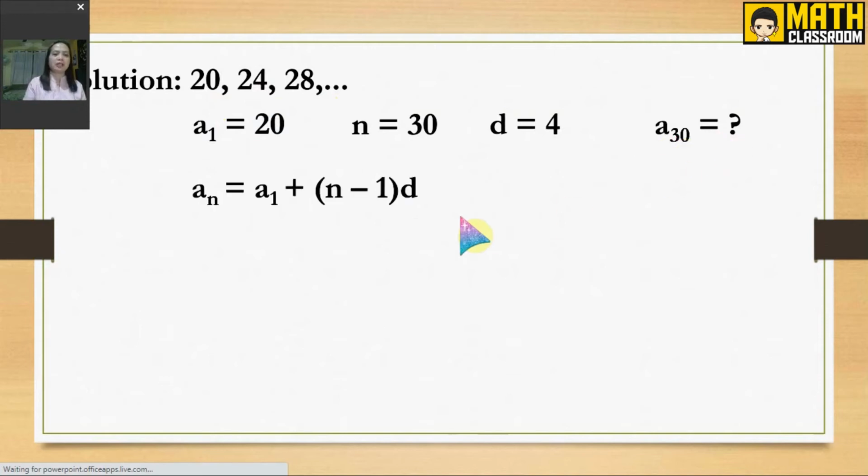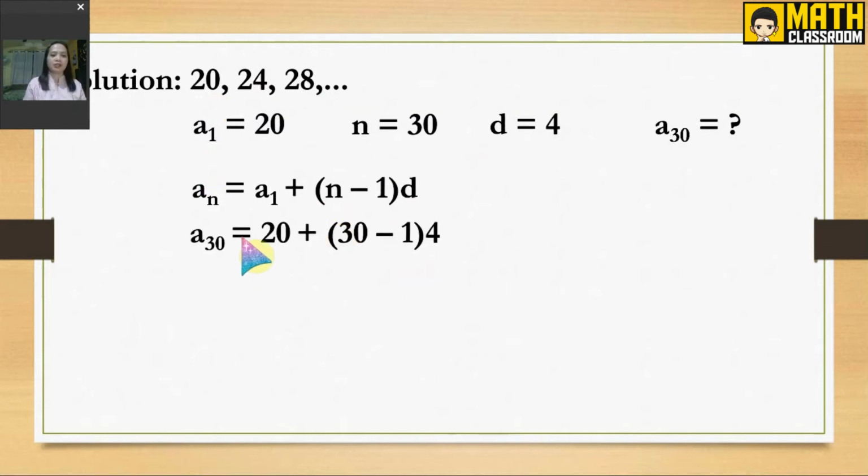So use the formula. A sub n is equal to a sub 1 plus the quantity of n minus 1 times d. And then we're going to substitute these values to the formula. A sub 30 is equal to 20 plus the quantity of 30 minus 1 times 4. Okay. We're going to subtract first 30 and 1. So we have a sub 30 is equal to 20 plus 29 times 4.